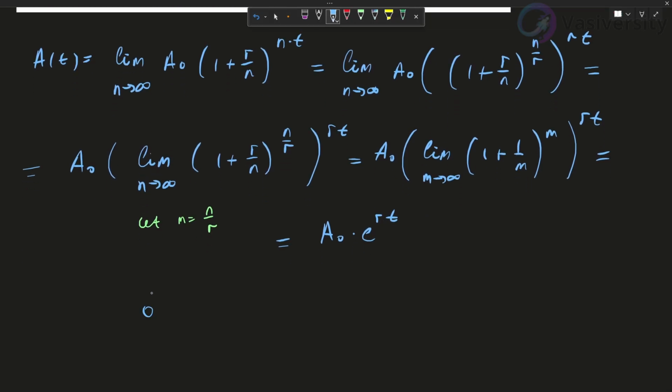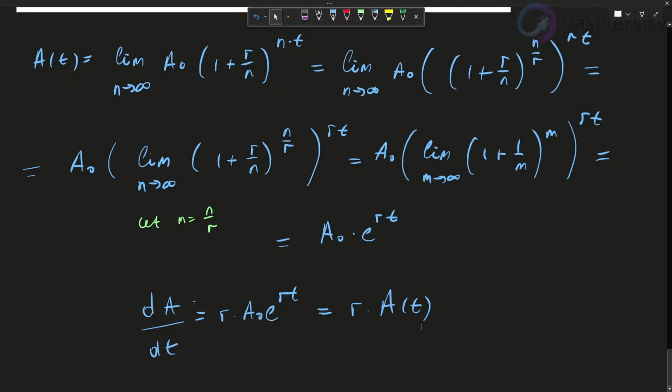Right, this is a special limit. So the differential equation dA over dt will be equal to r times A sub naught e to the rt, or in other words, r times A of t. So now this is compounded continuously. Now we can find equations, and based on the function of the compounded interest, we can develop the differential equation and actually solve it.